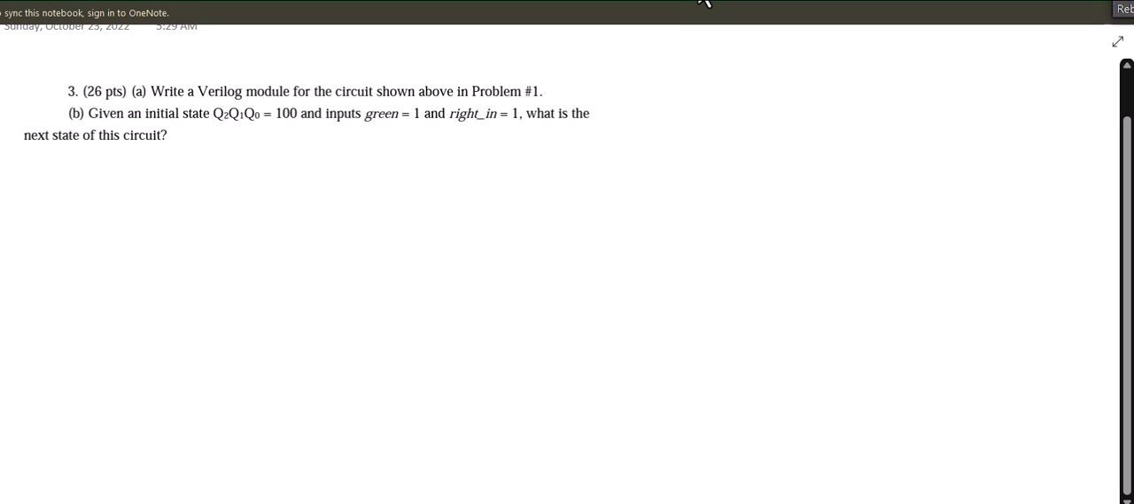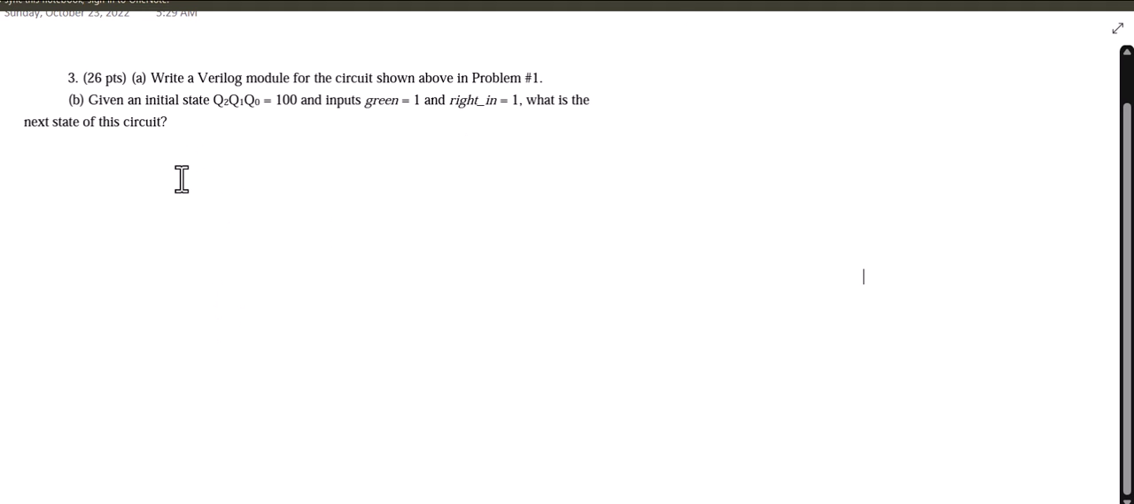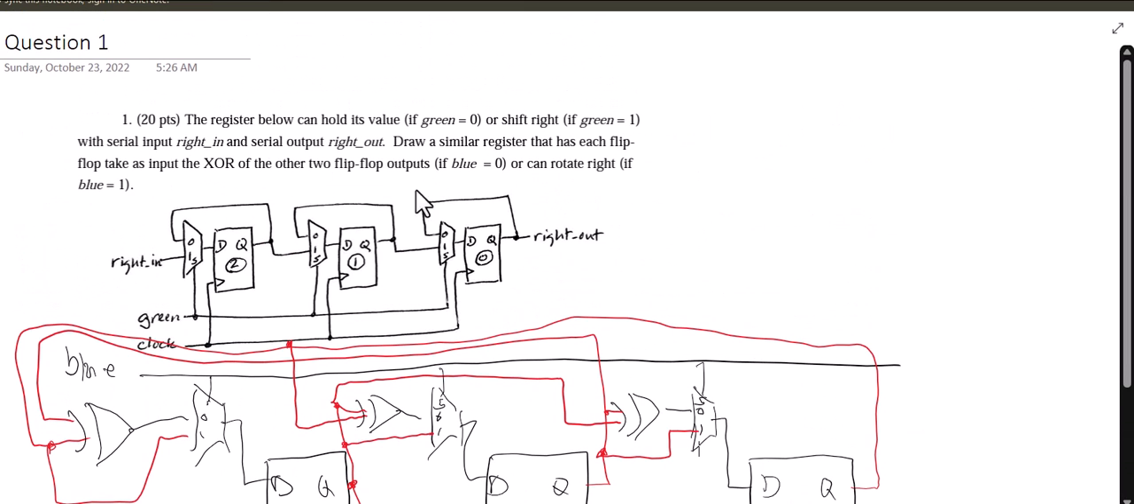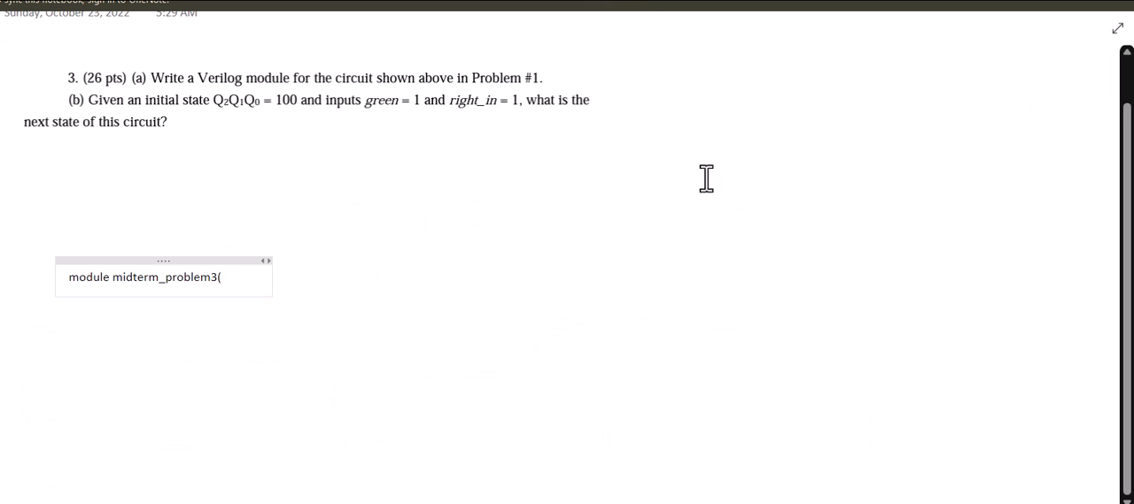All Verilog modules start with the word module, then you give it a name, so midterm problem 3. And then you'll list your inputs and outputs. So let's go back and look at what our inputs and outputs were. We had green, write in, write out, and the clock. Now Q is just used internally. It's not an input or output, so it does not have to be listed in this list right here.